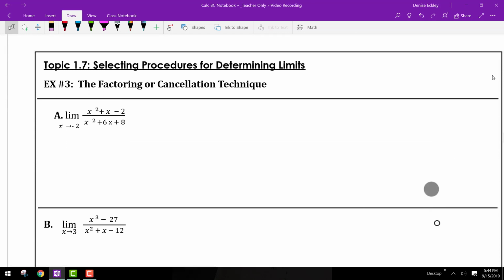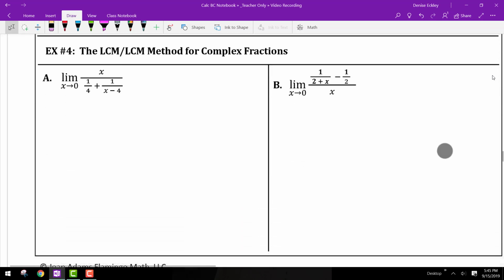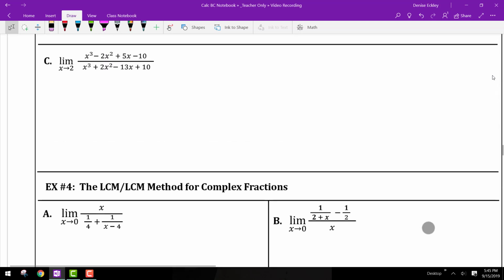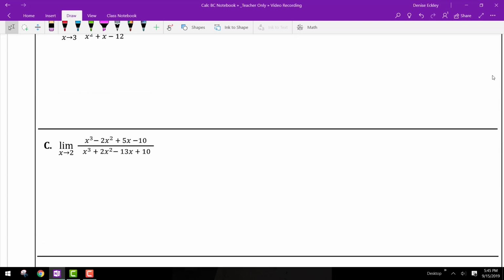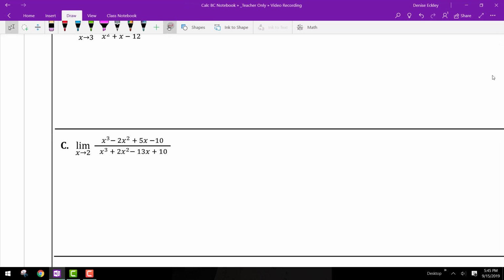Okay. So now what we have on this page are 3 examples of factoring and canceling out. So I will do 1 and I'll leave the other 2 for you to do. And same with at the bottom, example 4, I will do 1 and you can do the other one. A hint here, you might have to use a little information about knowing where the limit is to factor the bottom one.